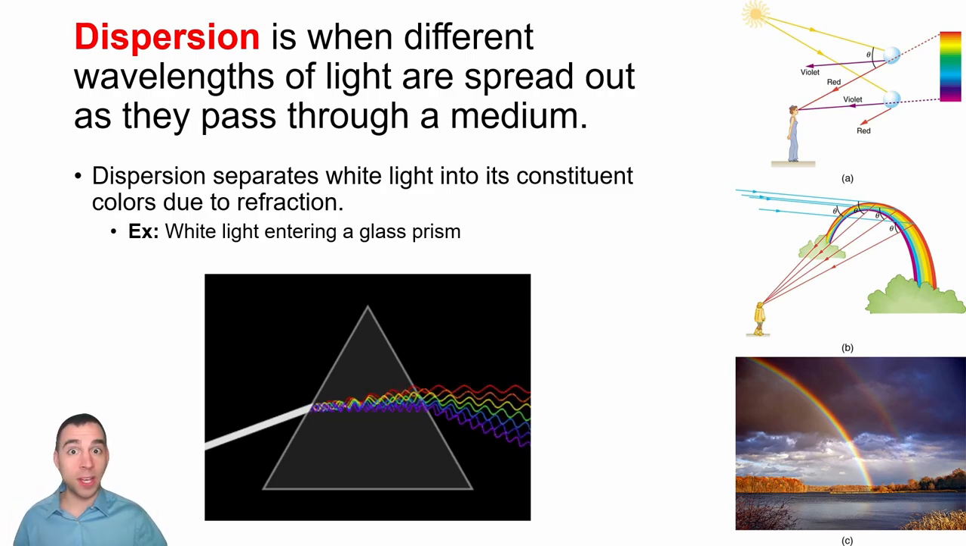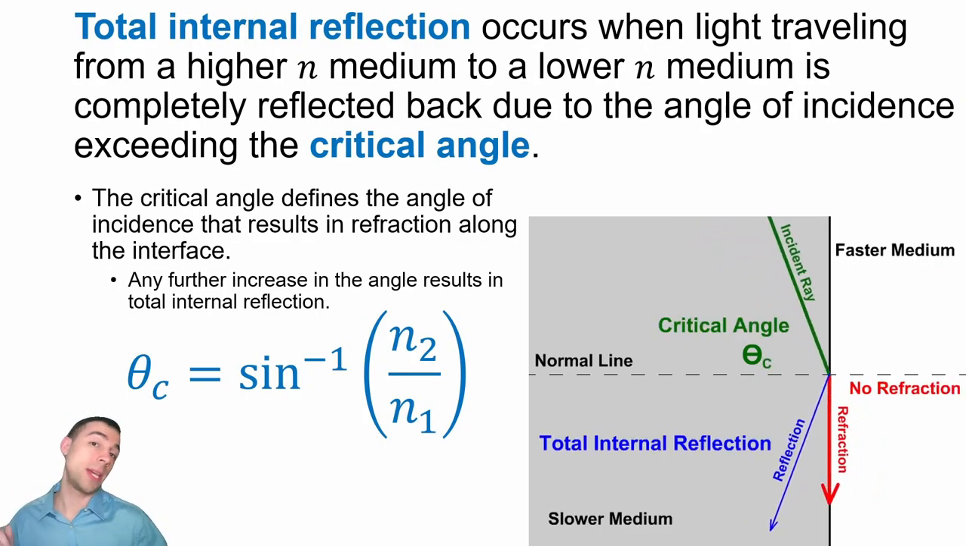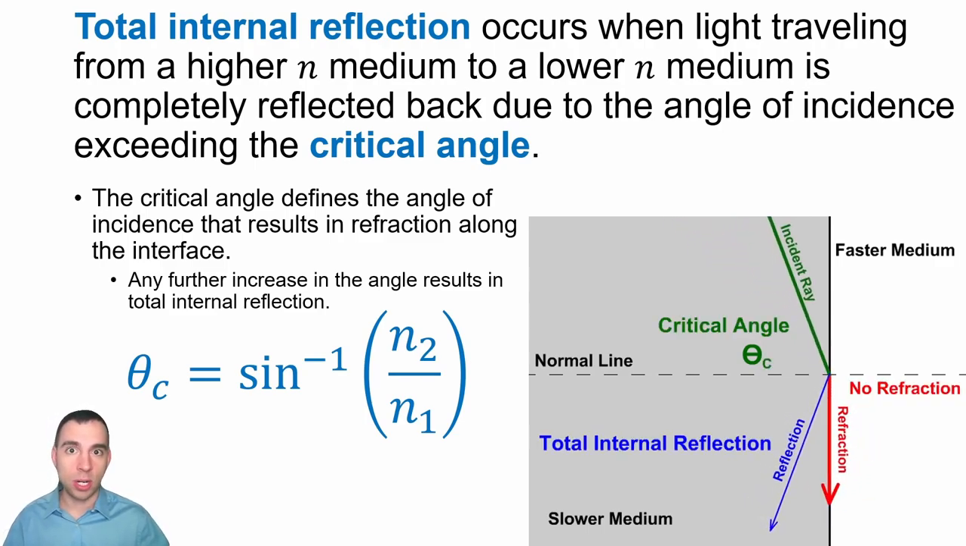Dispersion also explains why rainbows happen, because as sunlight, which is white light and has all the colors, hits raindrops in the air or mist particles, some of the light rays will bend differently than others. The red light might bend a little less than the blue light, and this causes a rainbow to appear in the sky. Another interesting phenomenon is total internal reflection, which is ultimately an idea related to refraction.